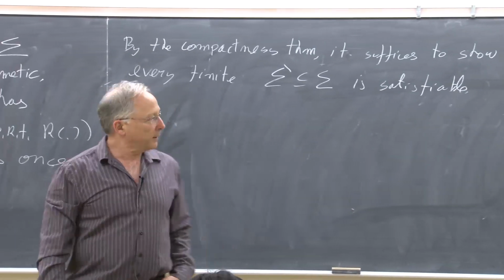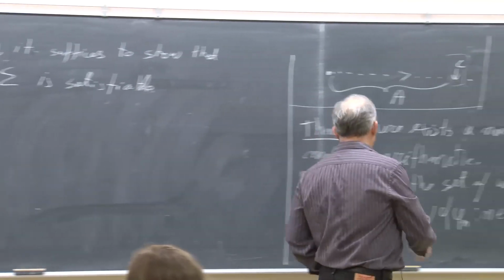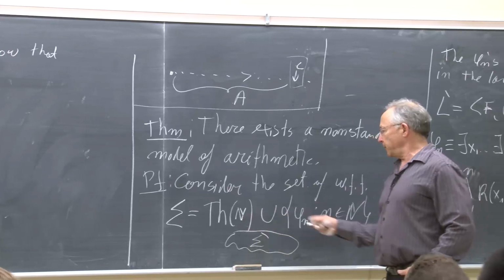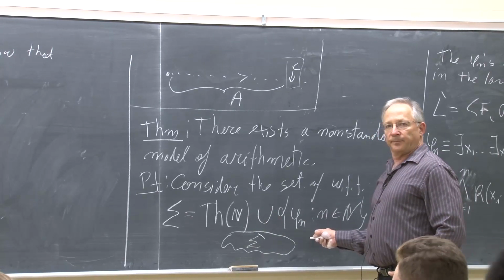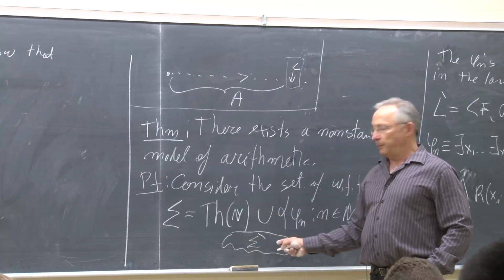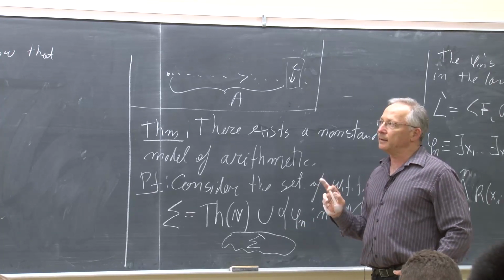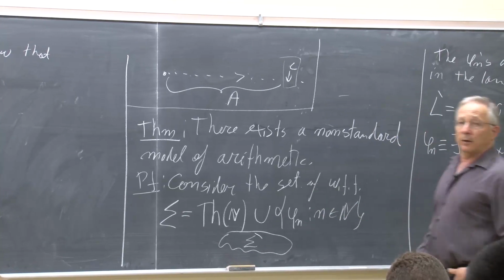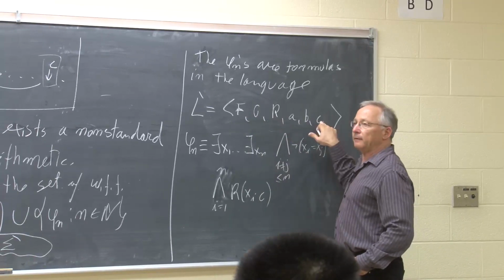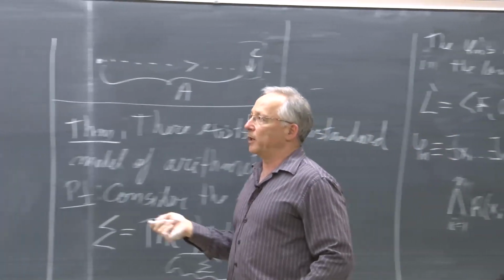Now, what do I know about a finite subset of sigma? So I have here a sigma prime that is just a finite subset. It takes some formulas from here and it takes some formulas from here. So I want to find a structure that satisfies all the formulas that came from the left-hand side, plus all the formulas that came from the right-hand side. And the trick is, note that now it should be a structure for the new language. So in this new structure, we will need an interpretation for F, G, R, A, B, and an interpretation for C. So it should be a structure for the language L prime.